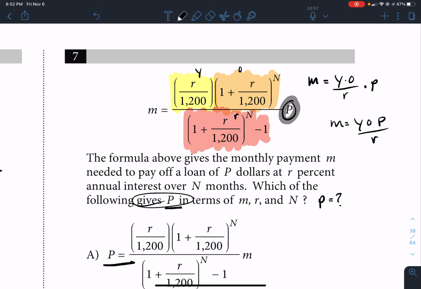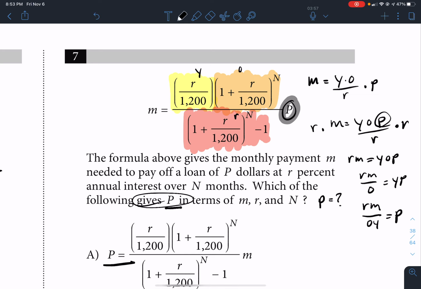So how do we solve for P? P is over here. We will do the reciprocals. So getting rid of R, Y, and O, we can divide both sides by R. Multiply both sides by R. So we have RM, I'm just doing this one step at a time, equals YOP. Divide both sides by orange. RM over O equals YP. And divide both sides by Y. RM over OY equals P.